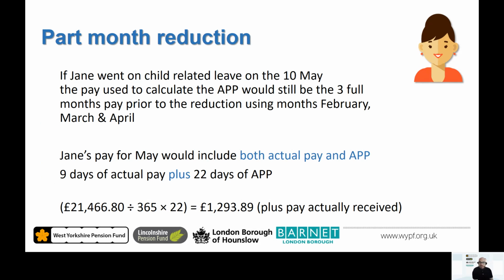If Jane was to start the child-related leave on the 10th of May, so part way through the month, the process for calculating APP would still be the full 3 months prior to the reduction. So again, using February, March and April to determine the APP.